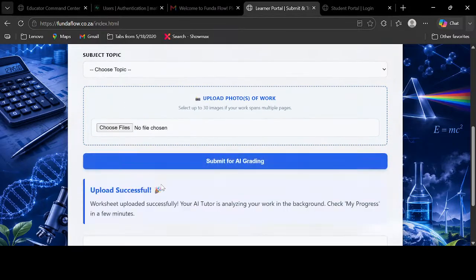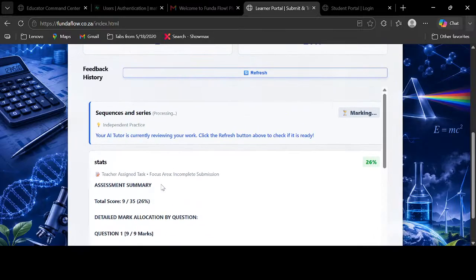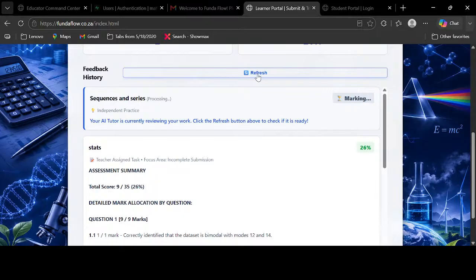Now uploading to save. Okay, uploaded successfully. The person is still marking my work. I'm pretty sure I got 100%. If you check the progress there, it's going to be marking, and then when it's done, it will tell you it's done.